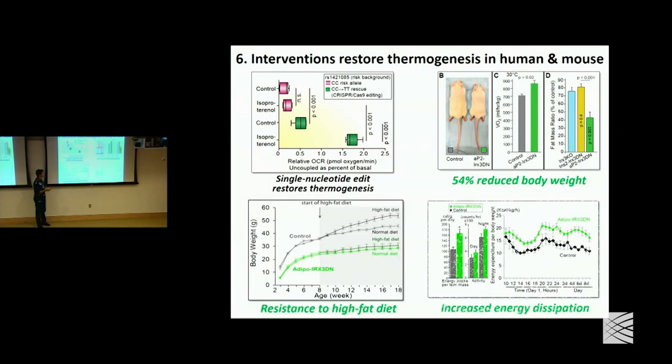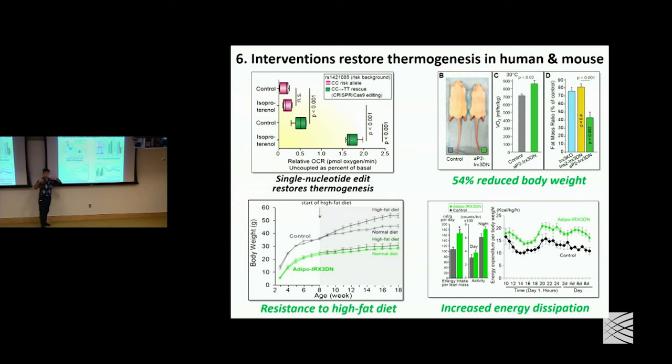If you look at mice and you take the downstream target gene, IRX3, and you knock it down in adipose tissue, you basically see that the mice lose 50% of their weight. All of their white fat stores are completely depleted. And if you look at what happens in a high-fat diet, normal mice are heavy and they get heavier. These lean mice don't gain any weight in a high-fat diet.